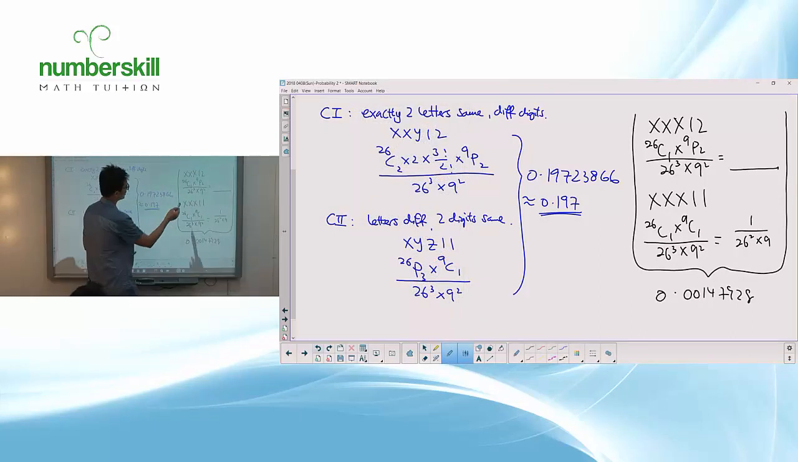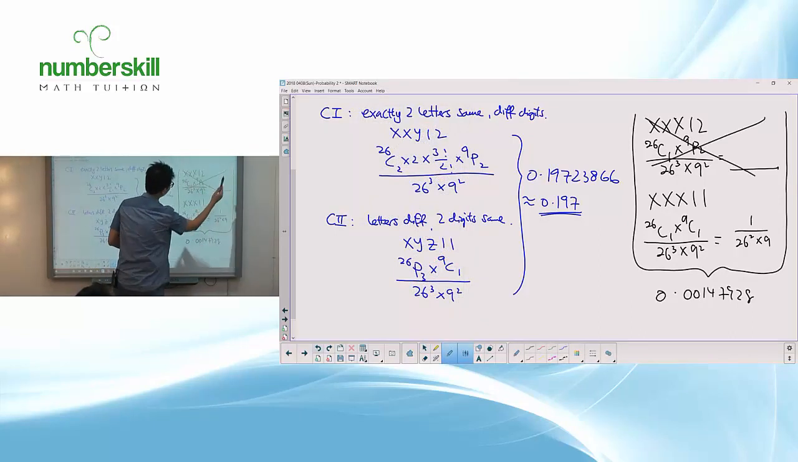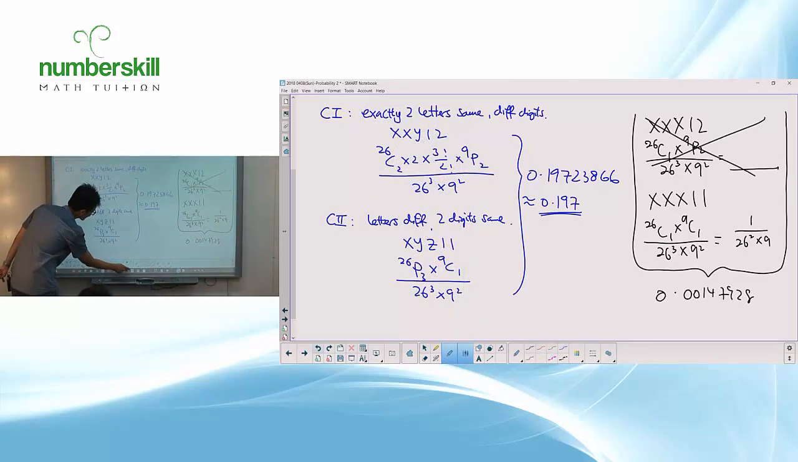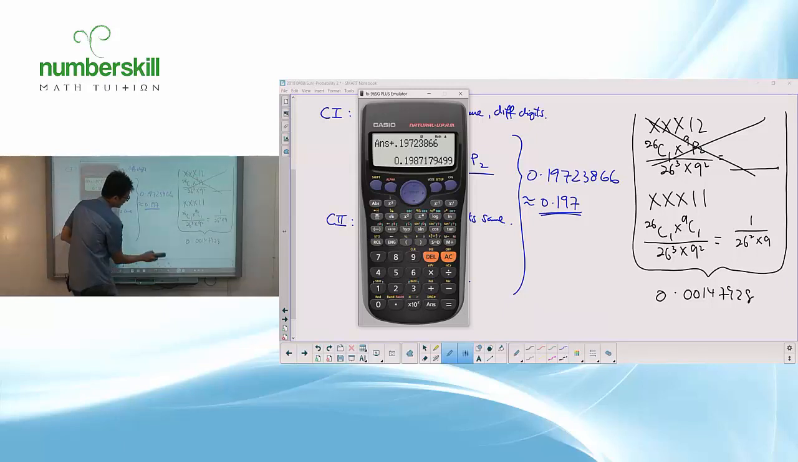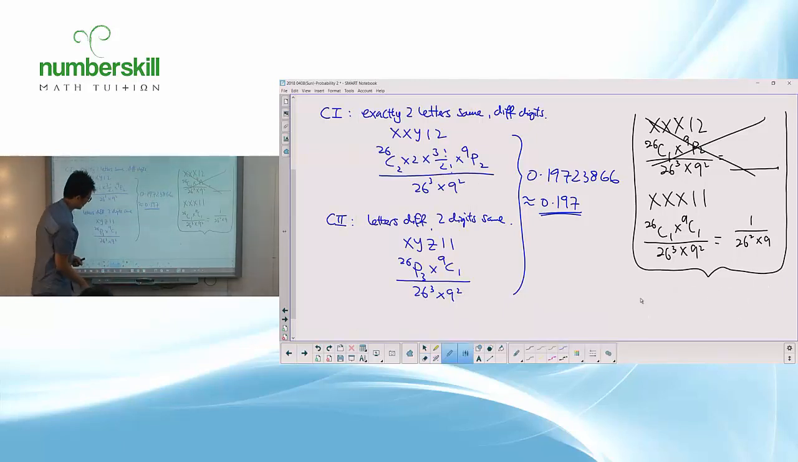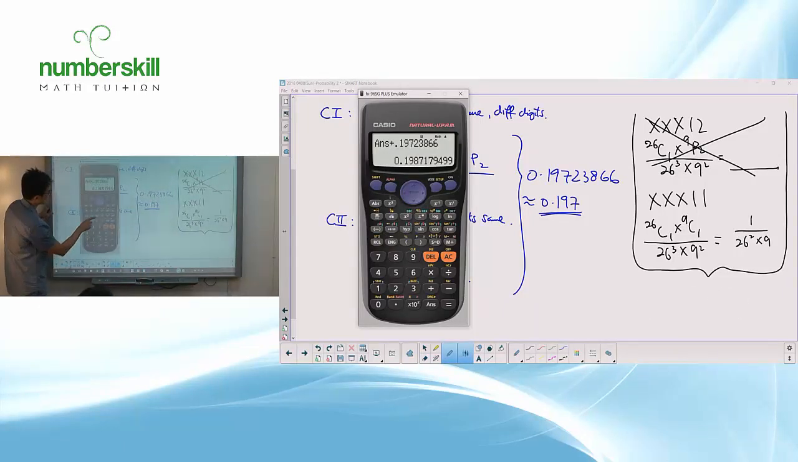See the problem with this arguing, right? Let's not include this, and then we try this. One more time, just to make sure that we really get the English right. Okay, so we tried that one. It's actually 26 squared times 9, right? So 1 over this magic number plus 0.19723866. Yeah, 1974. So there you go.